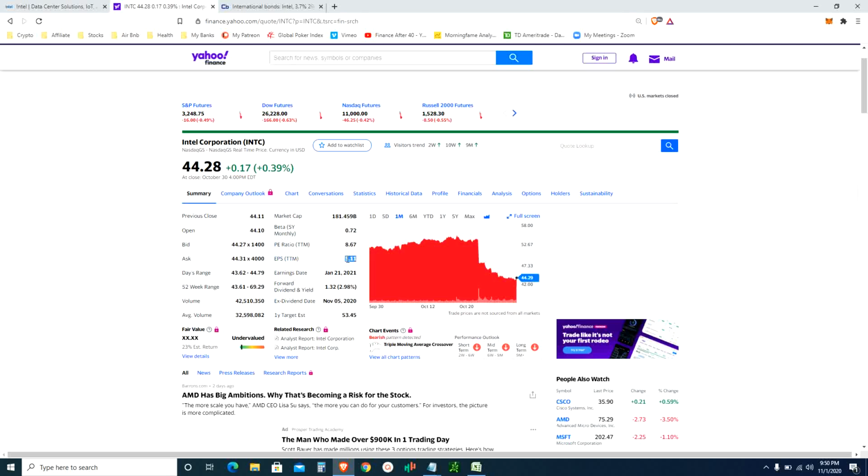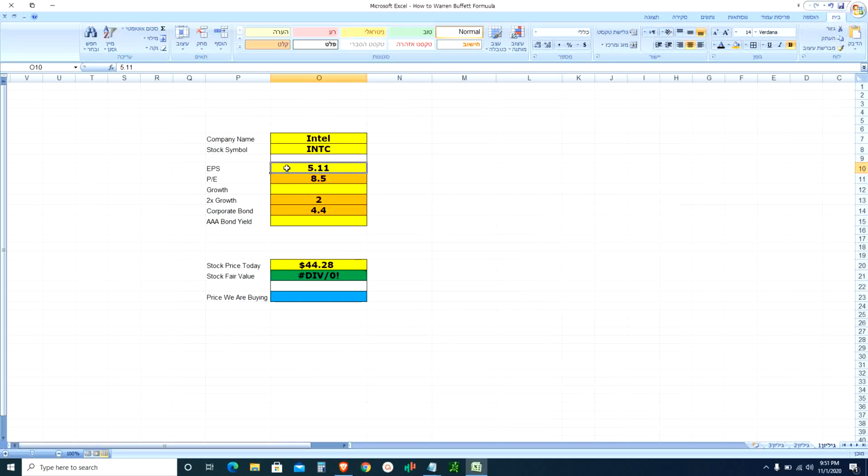Trailing 12 months earning per share. We're gonna put that number in, 5.11. That's the earning per share for Intel, 5.11. We're gonna put it in the Excel. So I put earning per share 5.11 in the Excel.